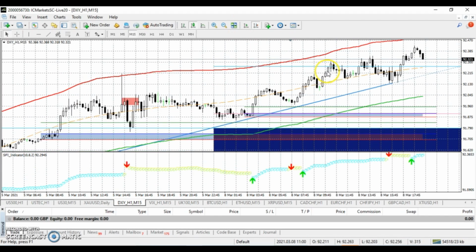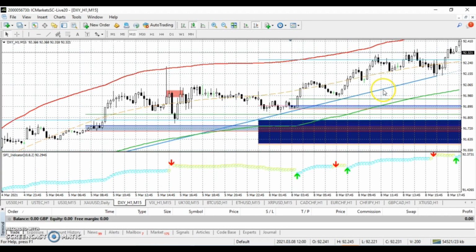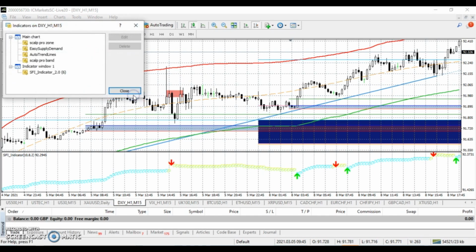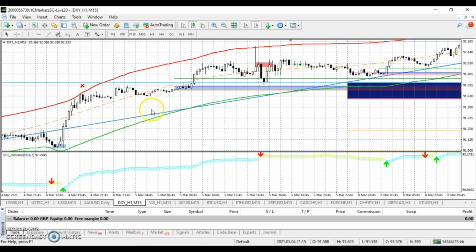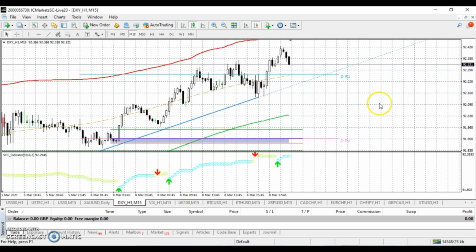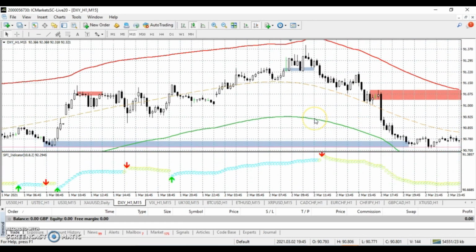That's that. But in addition to those, I also have a few more which I find helps, and that is the auto trend line and the easy supply demand. I find that helps a little bit. Your auto trend line is this. See this blue line here? That's an uptrend.